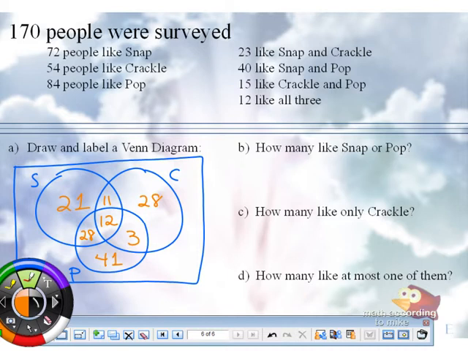Leftover. Remember, the whole box is a universal. So this section out here is not the universal. These are the people that don't like any of those 3. How many did you say total? It was 144. So 144 out of 170 like snap, crackle, or pop. So 144 from 170 leaves how many people that don't like any of them? 26.